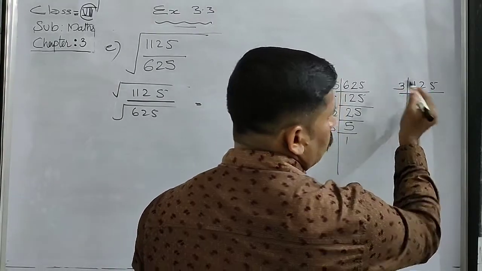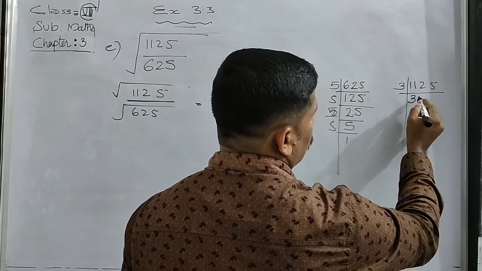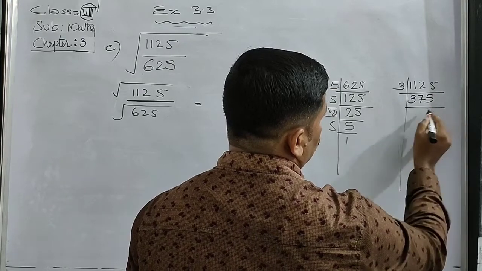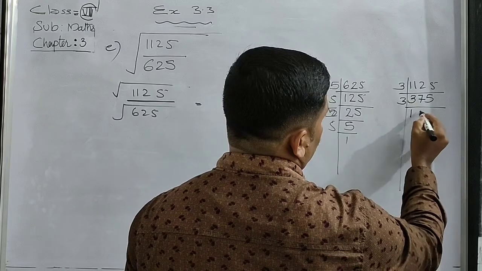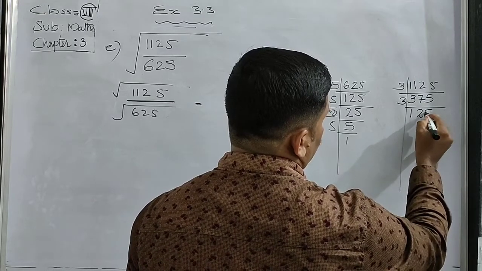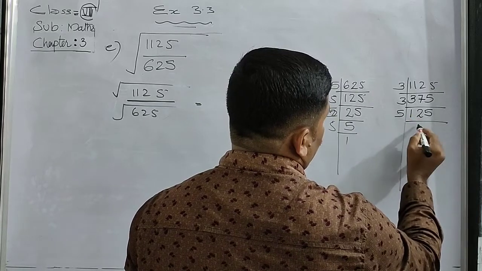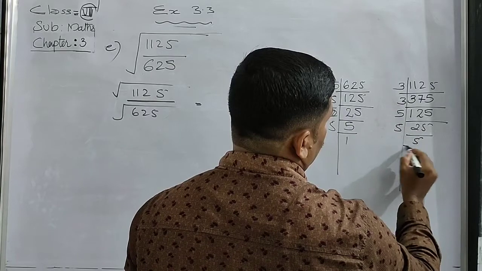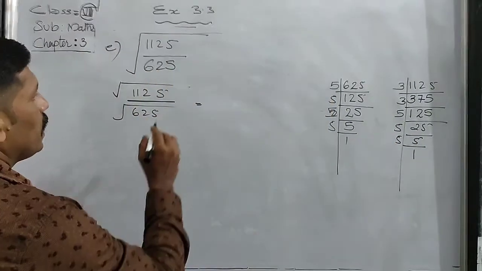So first of all we start with the 3. 3 3s are 9, 3 7s are 21, 3 5s are 15. Then again by 3, 3 1s are 3, 3 2s are 6 and 3 5s are 15. Then by 5, 5 5s are 25. Then by 5, 5 and 5 1s. So these are the factors of this number. So I am going to write the factors.